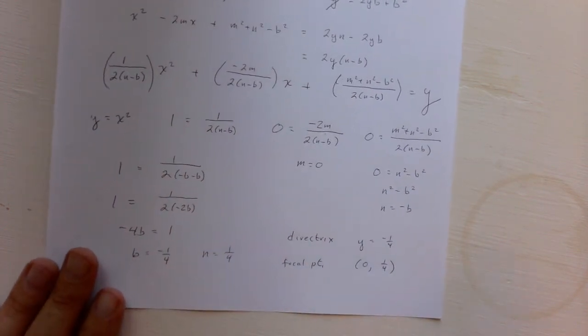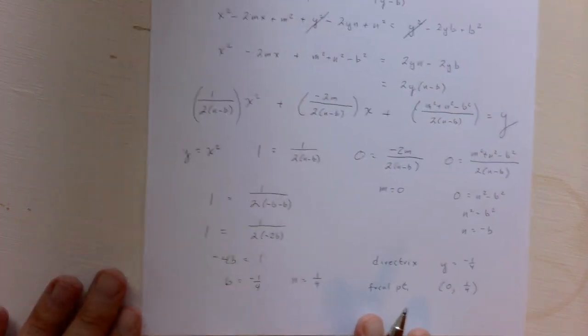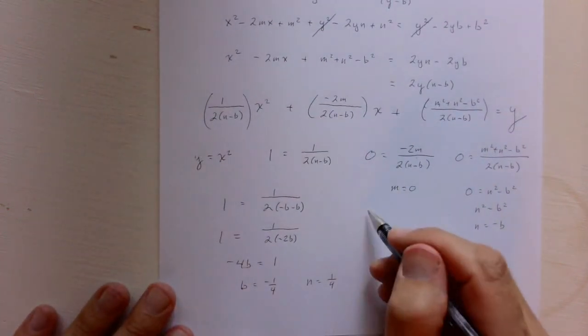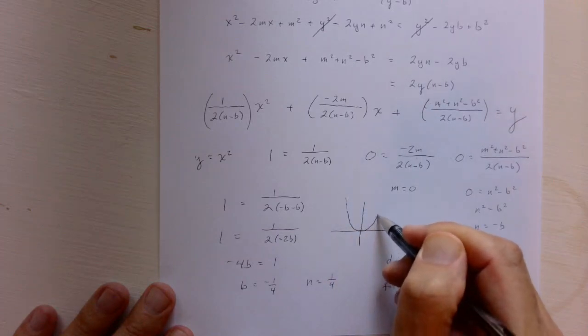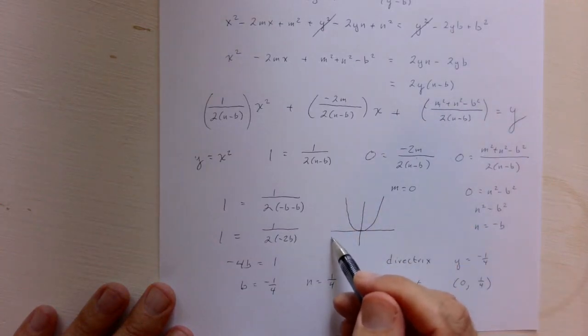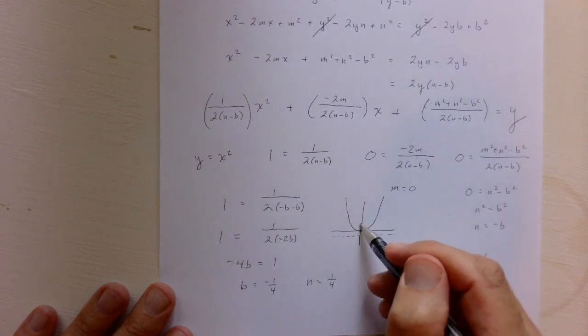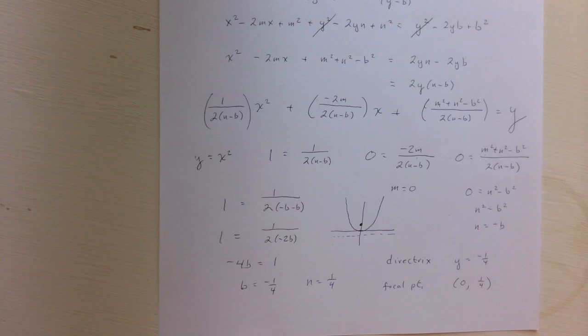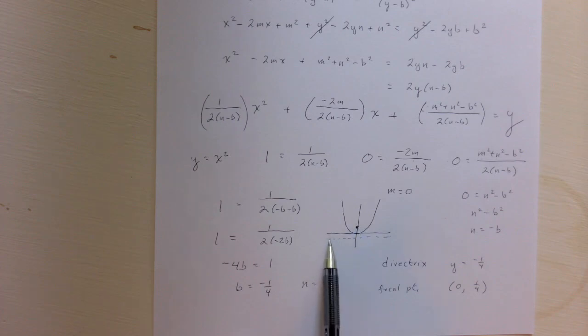If you look at the graph of y equals x squared, here it is. The directrix is right down here at negative 1/4, and the focal point is 1/4 above the origin. So that's the focal point, and that's the directrix. And that's how all parabolas are defined.